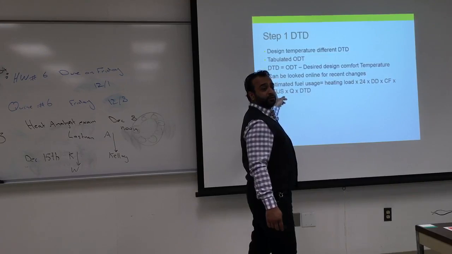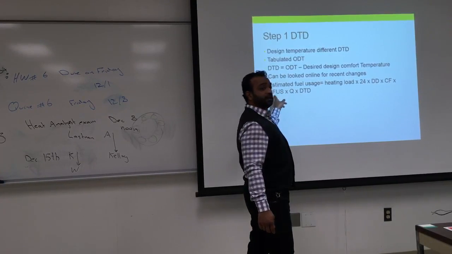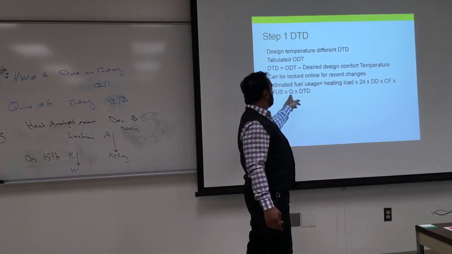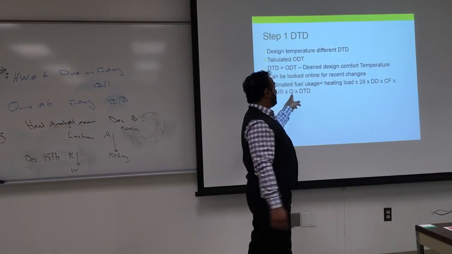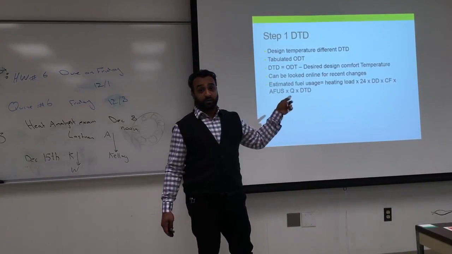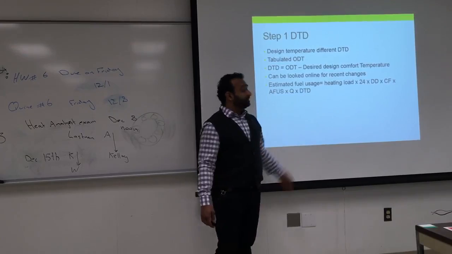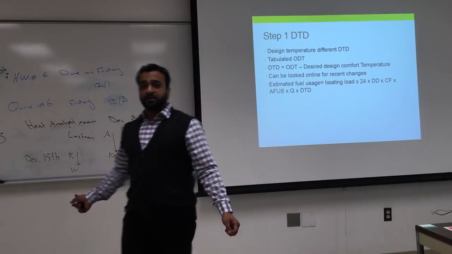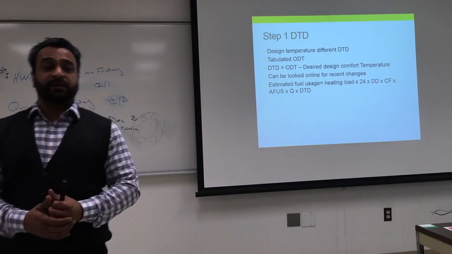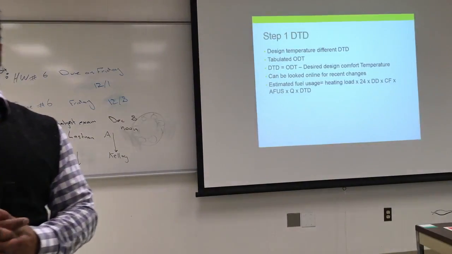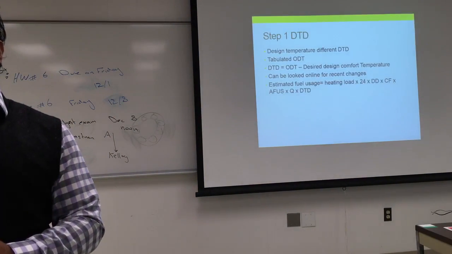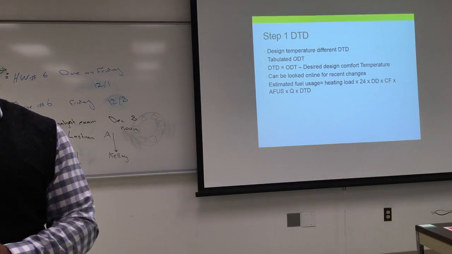AFUE, annual fuel utilization efficiency, and that's a label on the burner. Q is the heat quantity in the fuel that you're using, and design temperature difference. So all these are available in the book, what they mean. And the purpose of this equation, if you need to use it, is to estimate how much fuel you are going to store in the house.